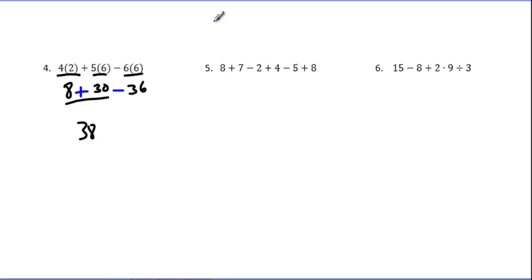That's 38. I'm going to drop the remaining piece down, minus 36. Then we have simple subtraction left over, and our final answer is 2.